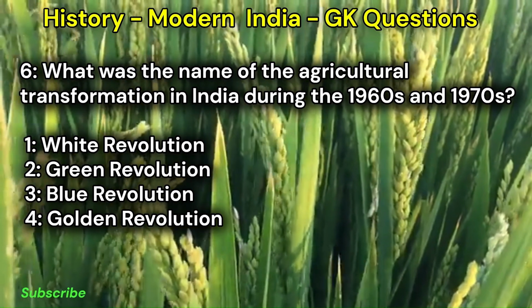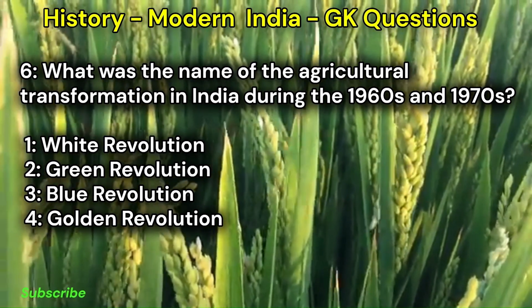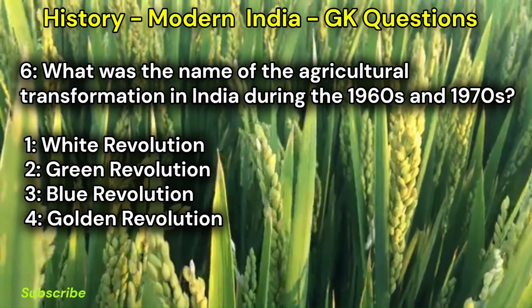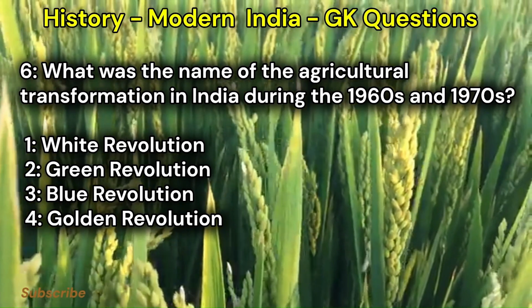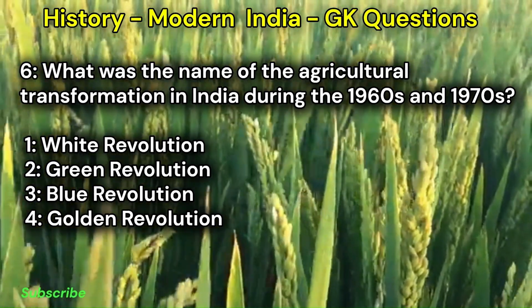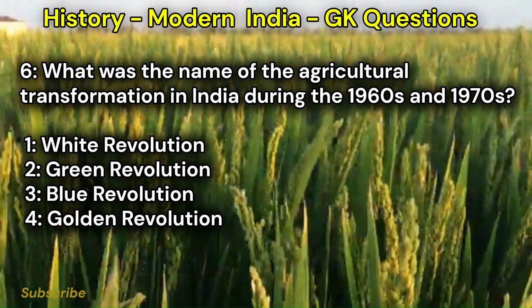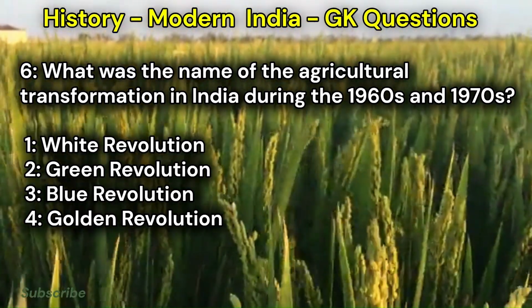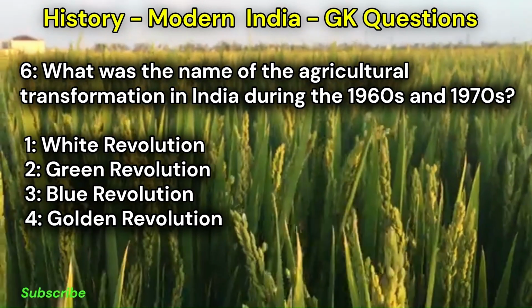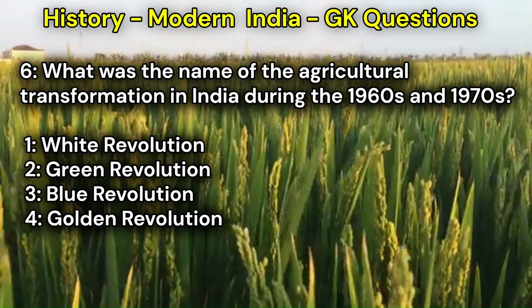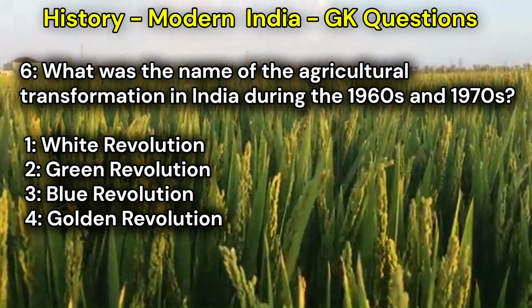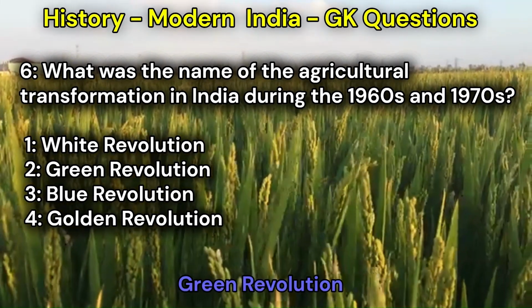Question number 6. What was the name of the agricultural transformation in India during the 1960s and 1970s? The options are: Option 1, White Revolution. Option 2, Green Revolution. Option 3, Blue Revolution. Option 4, Golden Revolution. The correct answer is Green Revolution.